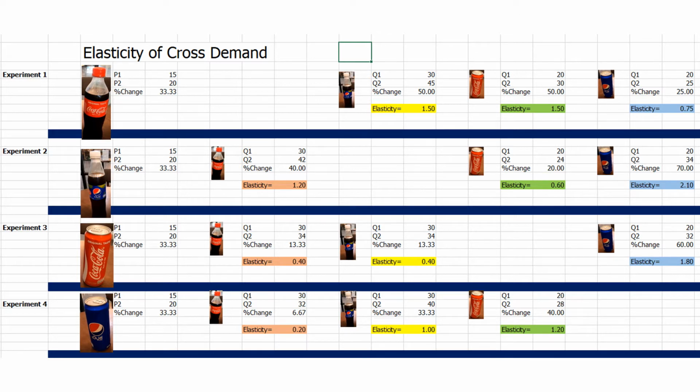If it is not zero, and if it is positive, for example, 1% or 2% or 3%, it means that product A and product B are competing and they are in the same market segment.